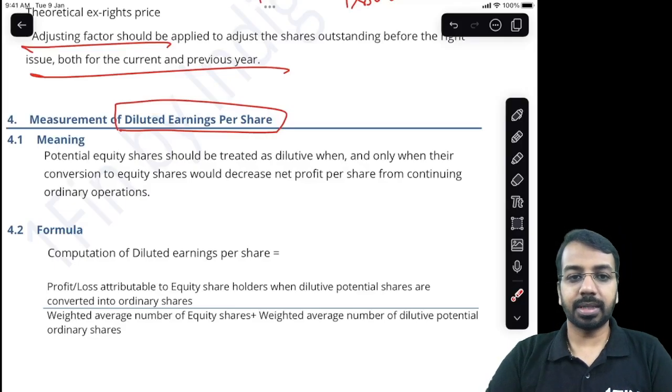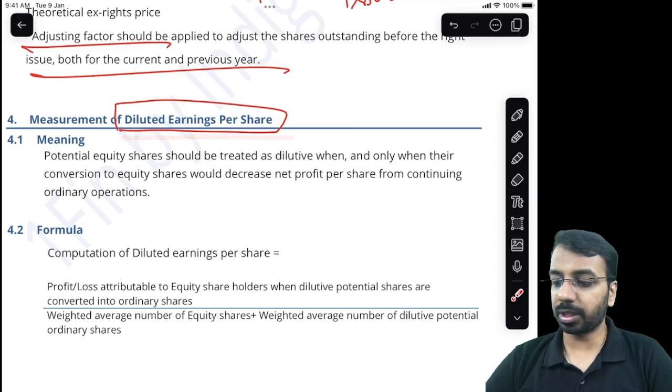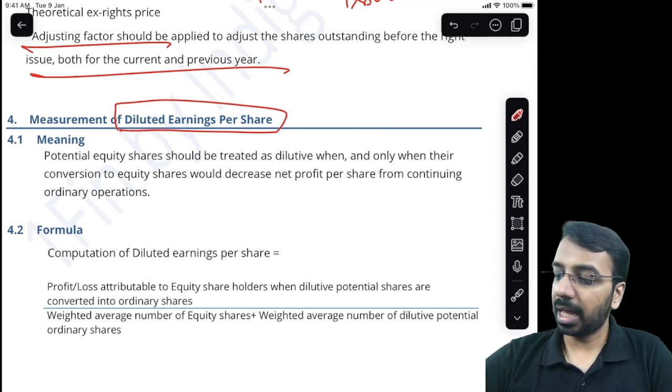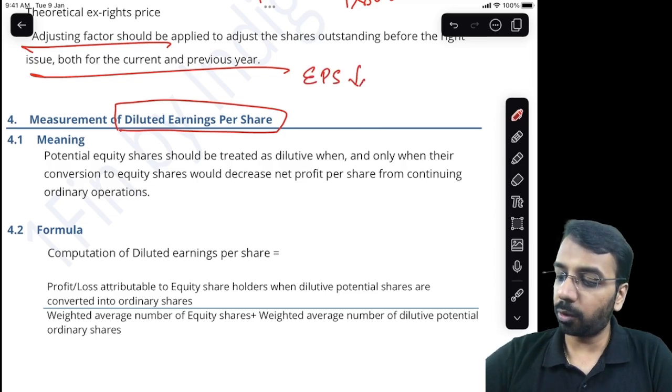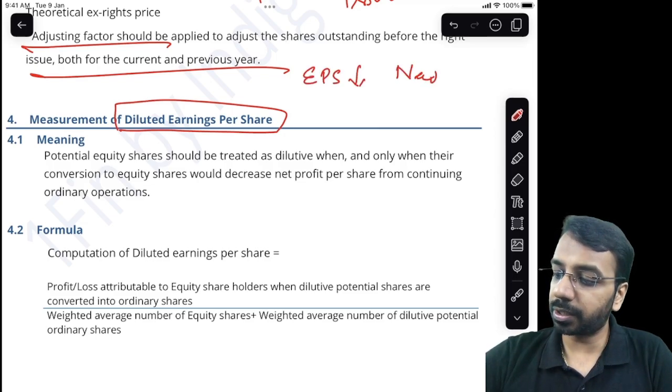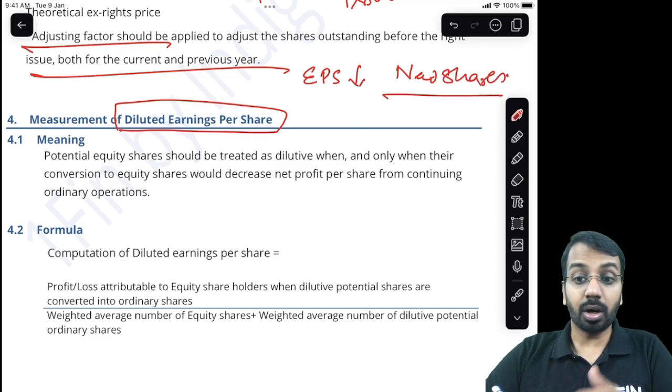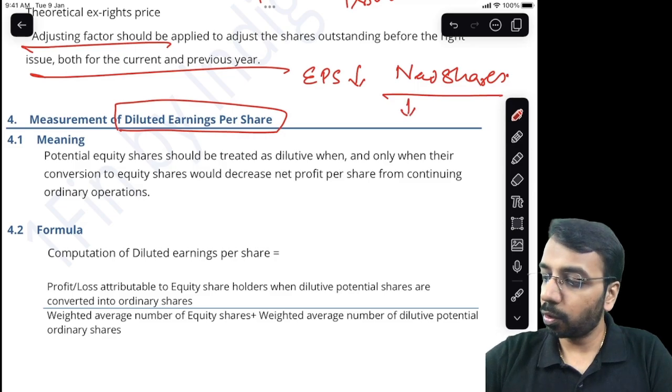So till the previous session we completed basic earnings per share. Today we will start diluted earnings per share. Now when we talk about diluted earnings per share, what we are saying is our EPS goes down because there are new shares. Now these new shares are not existing shares, these are potential shares.